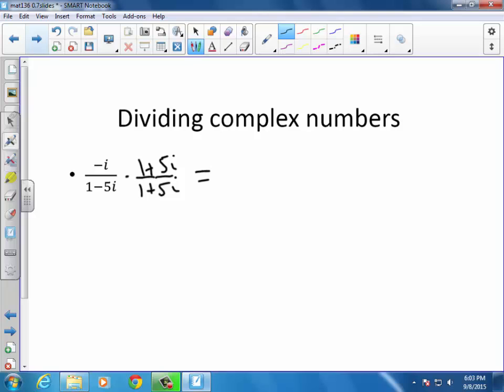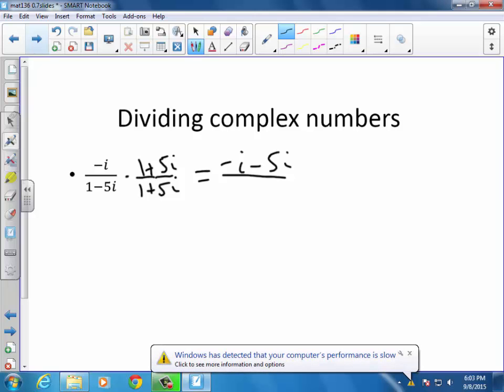And then just go through and use your FOIL on the bottom, or your double distribution, or however you want to say that, and distributive property on the top. So doing the numerator, negative i times 1 is still negative i. Negative i times 5i is going to be a minus 5i squared, because i times i is i squared. On the bottom, we're going to FOIL that thing.